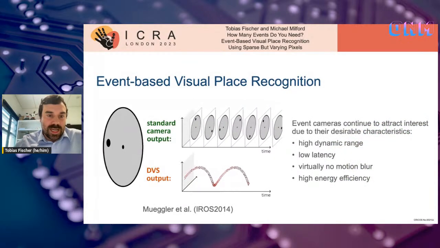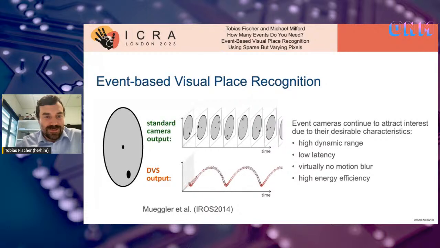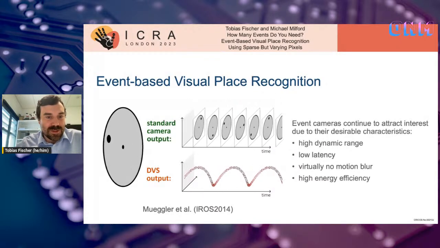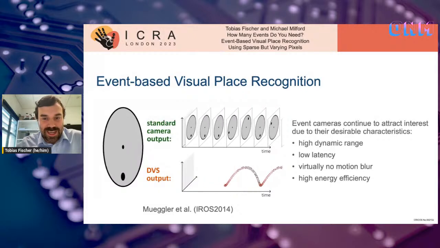So how do we do it? What's the gist of the paper that I want to talk you through today? So it's event-based visual place recognition. I guess I don't need to tell you about event cameras.